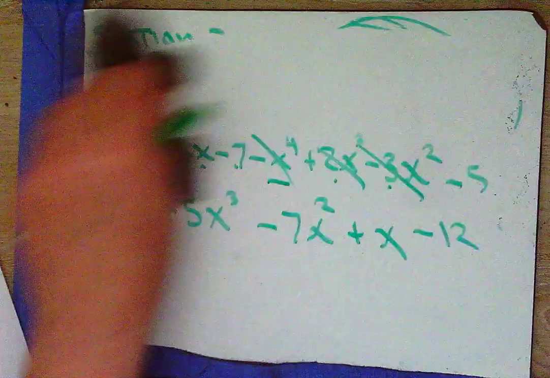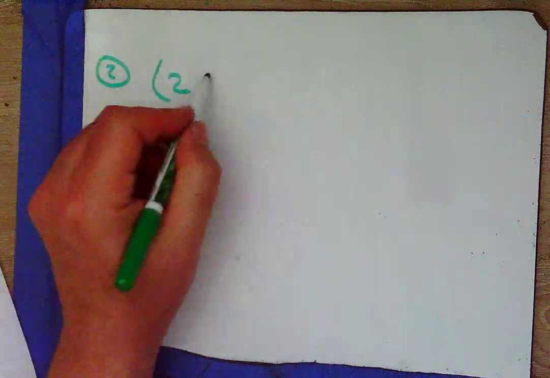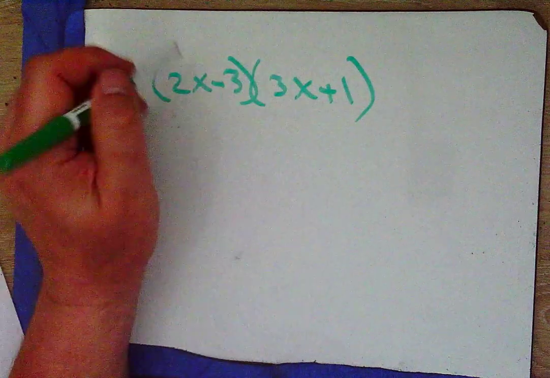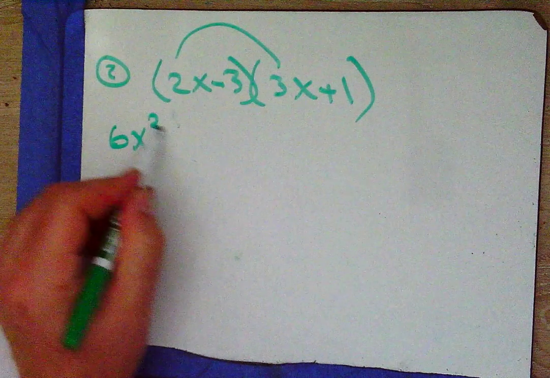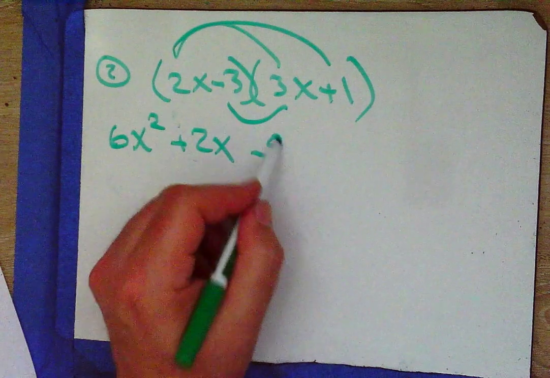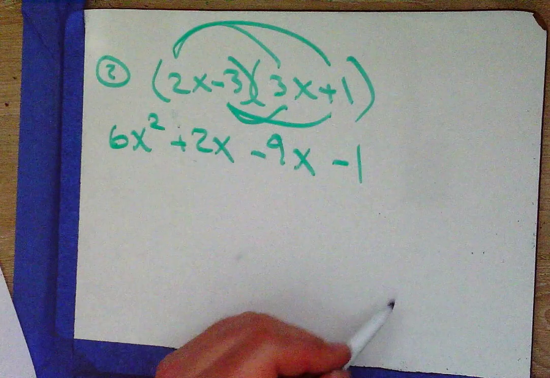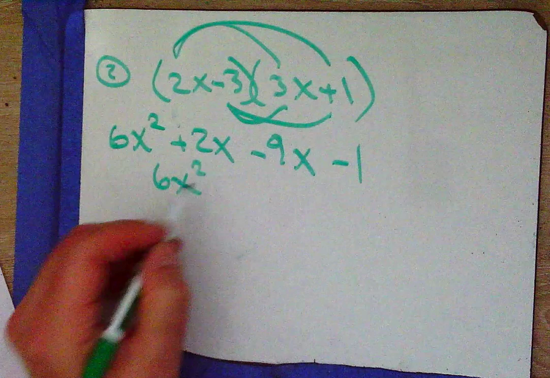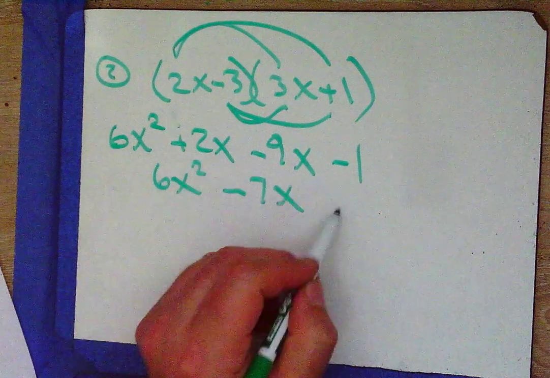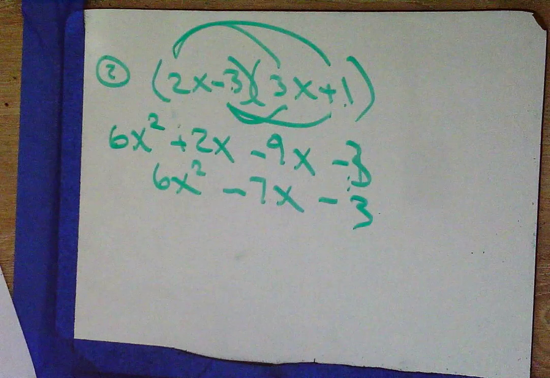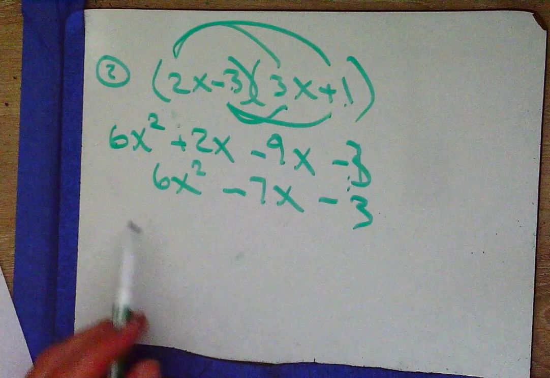All right, 2. 2 seems to be some FOILing. We've got 2x minus 3 and 3x plus 1. All right, so 2x times 3x is going to be 6x squared, and 2x times 1 is 2x, and minus 3 times 3x is minus 9x, and minus 3 times 1 is minus 3. Look, like terms to combine. So we end up with 6x squared minus 7x minus 3. All right, so there's our second problem.